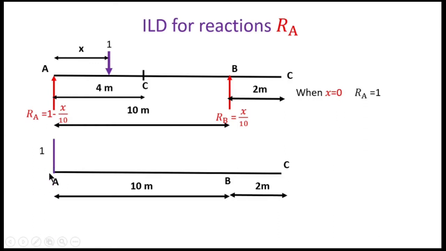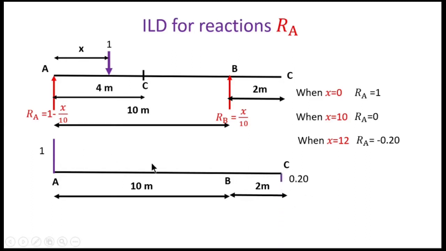So Ra is equal to 1 and that value is positive. It is plotted above the line. Then at x equal to 10, at location B, Ra is equal to 0. Then at x equal to 12, Ra is equal to minus 0.20. So at location C it is minus 0.20.